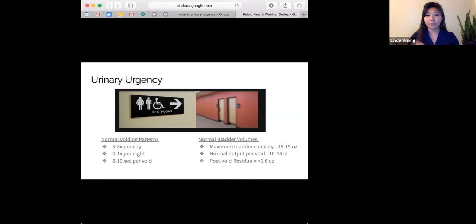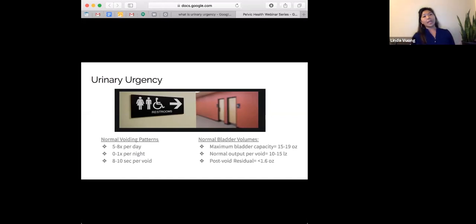If you look on the right of the screen, the normal bladder max capacity is anywhere from 15 to 19 ounces. I tell people to think about a Crystal Geyser or an Arrowhead water bottle that you buy from the store. That's about 16 ounces. Your bladder can hold that. Normal output, the second bullet point, is 10 to 15, so roughly half is what we're looking for in normal voiding. Post-void residual is what is left in the bladder after we fully empty in a non-rush circumstance. It's less than 2 ounces. That's something the urologist or doctor can test in the clinic if you need to go in for it.